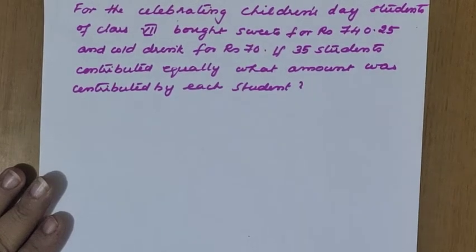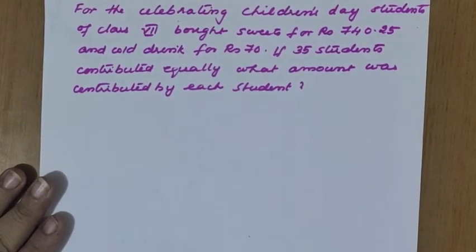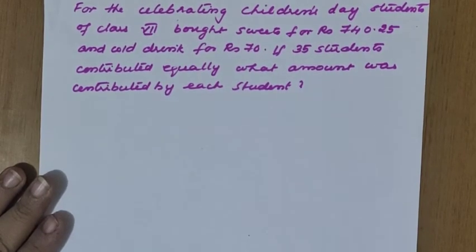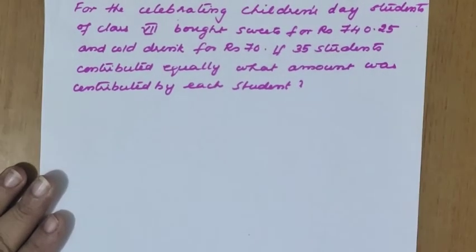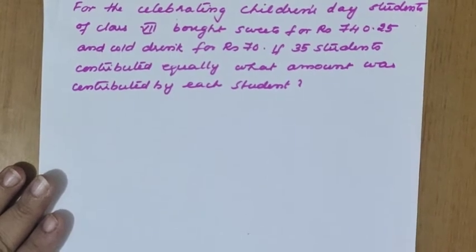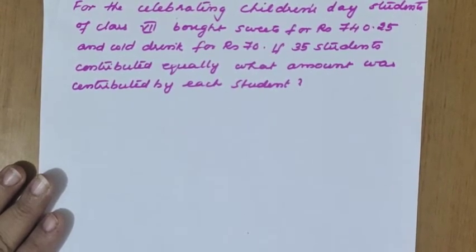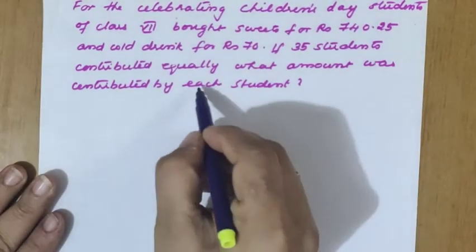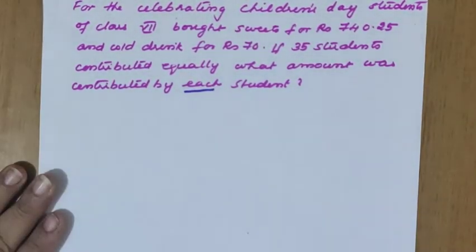Good morning, children. Chapter 2, Fractions and Decimals. Revision we are continuing. Some problems are from the NCERT Exemplar only. For celebrating Children's Day, students of class 7 bought sweets for rupees 740.25 and cold drink for rupees 70. If 35 students contributed equally, what amount was contributed by each student? Each student only we have to calculate.